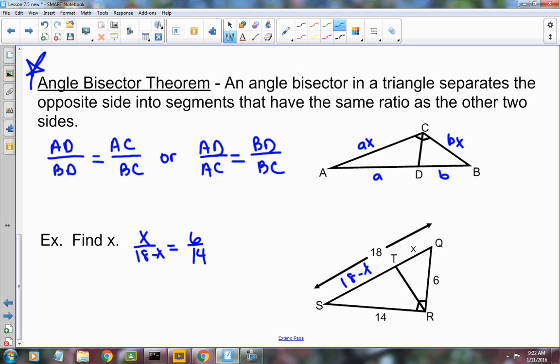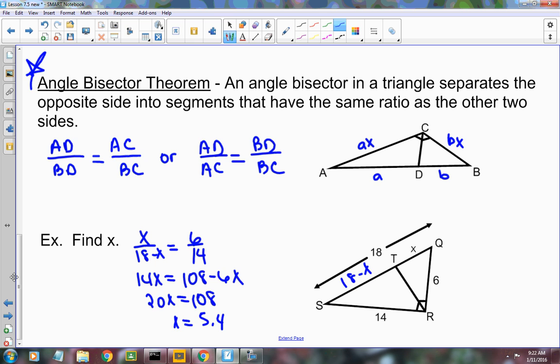Good. All right, so we cross multiply, and we get 14X equals 18 times 6 is 108 minus 6X. And so we add 6X to both sides, so we get 20X equals 108. Divide both sides by 20, and I get 5.4. So X is 5.4. You know, they can also ask you for ST, right? So if they asked you for ST, you'd have to subtract that from 18 to get that length.